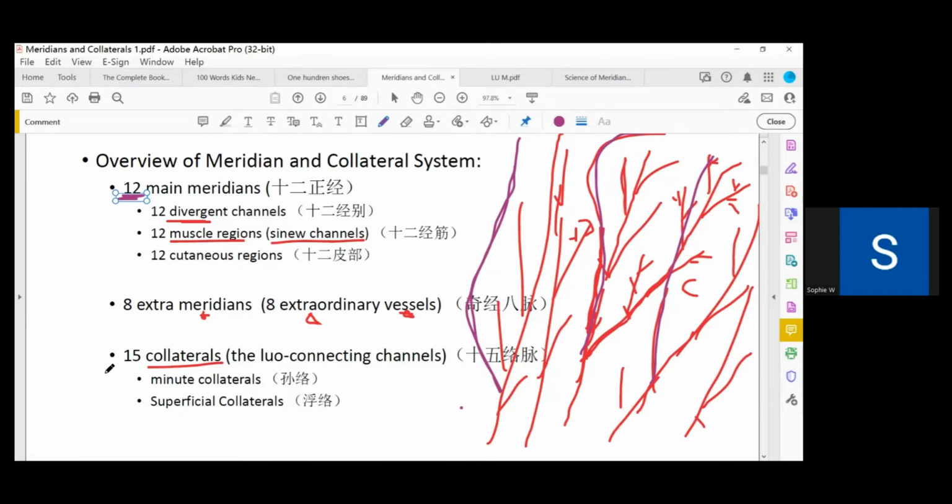And then here, why are there 15 collaterals? We'll talk about this later. This 15 includes 12 collaterals from the 12 main meridians. That means each main meridian will have one collateral. So in total there will be 12 collaterals.